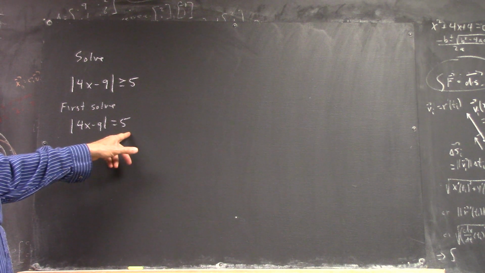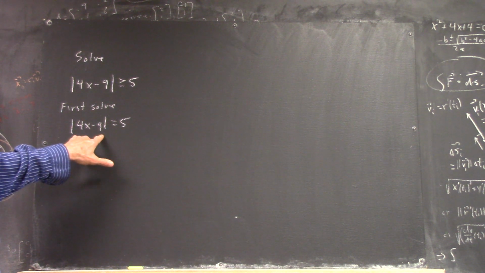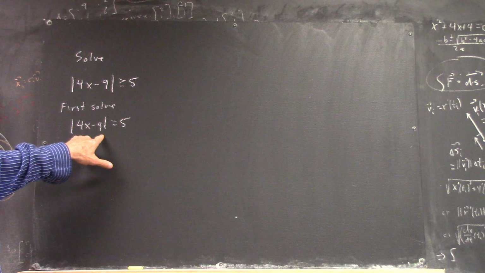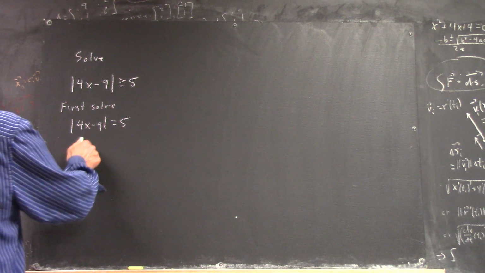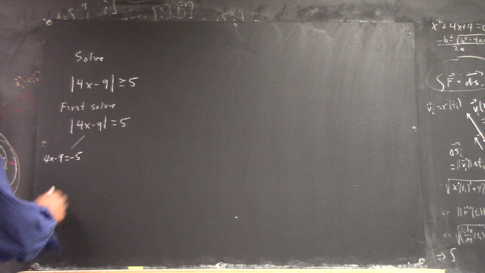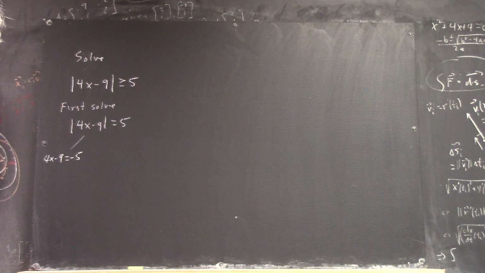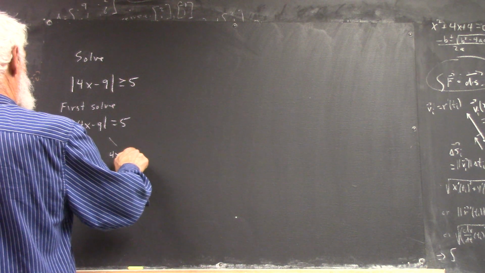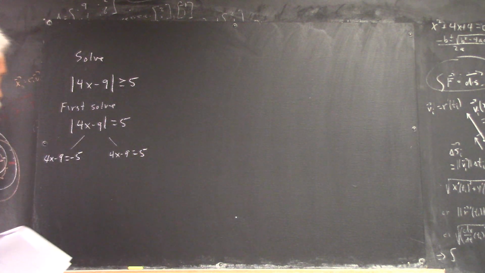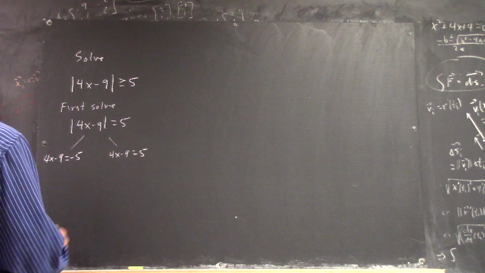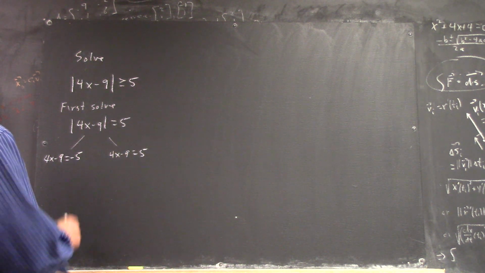Well, this will equal 5 if 4x minus 9 equals 5, won't it? But it'll also equal 5 if 4x minus 9 equals negative 5, because it's an absolute value, right? So, clearly, if 4x minus 9 equals negative 5, then its absolute value is going to be 5, right? And of course, if 4x minus 9 equals 5, its absolute value is certainly 5. So we got 4x minus 9 equals negative 5, or 4x minus 9 equals 5.